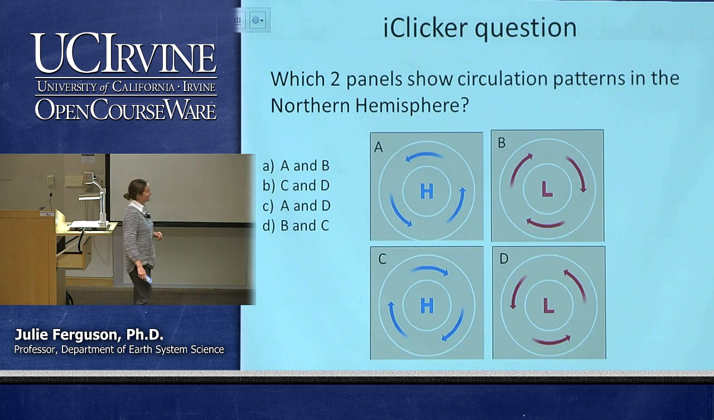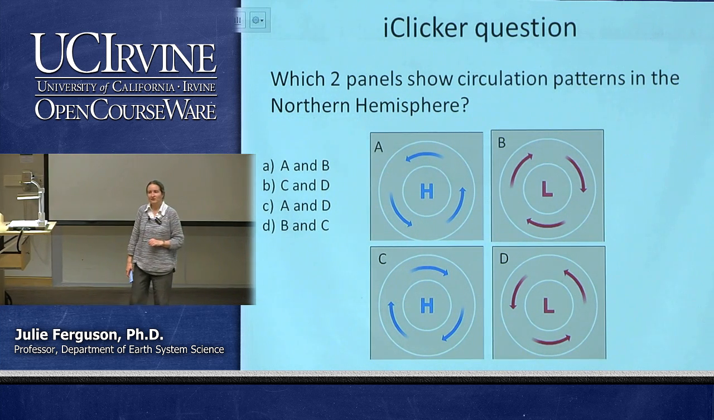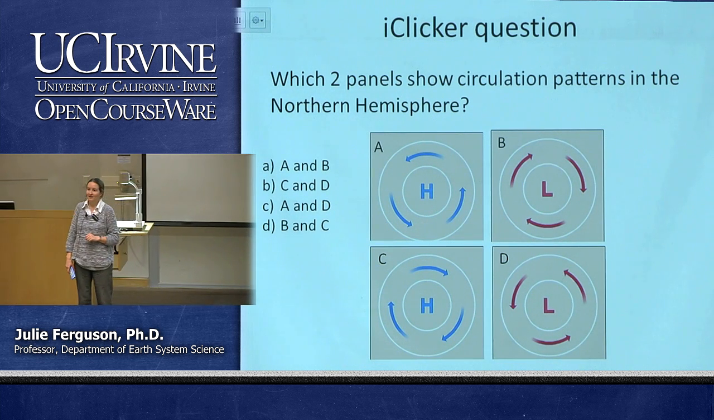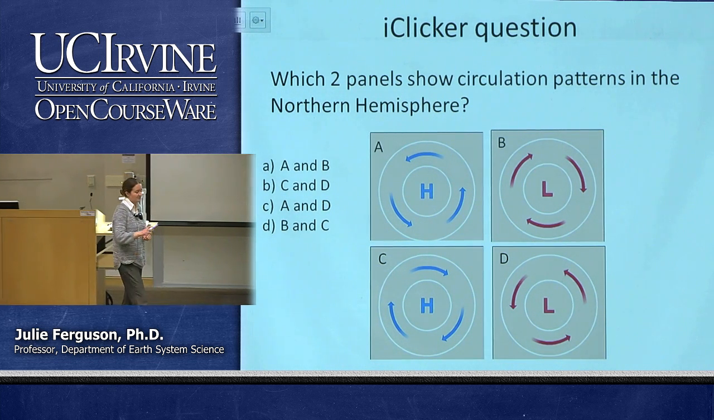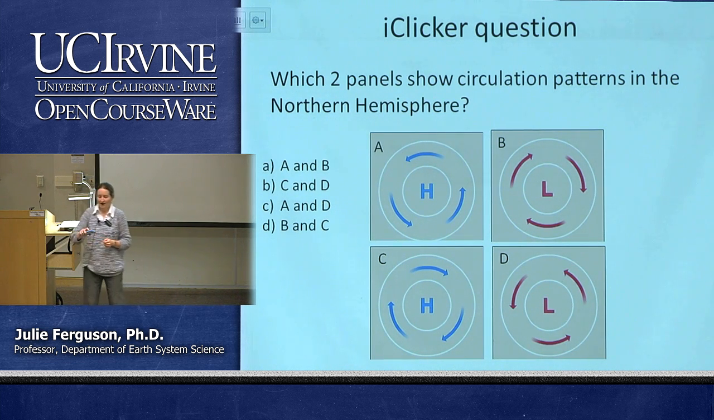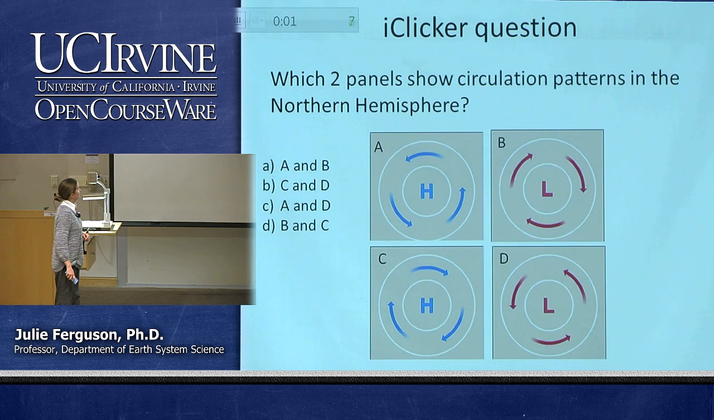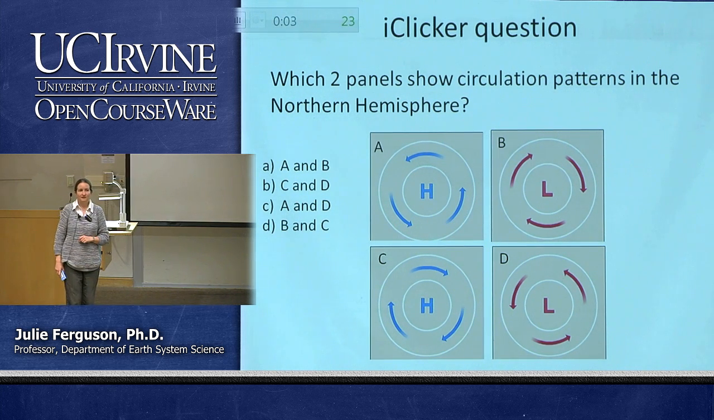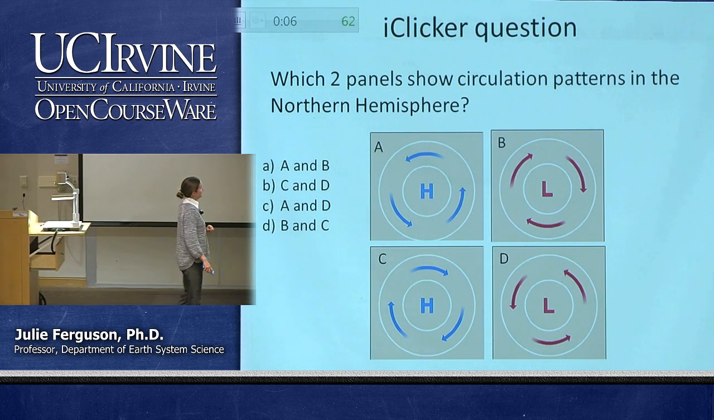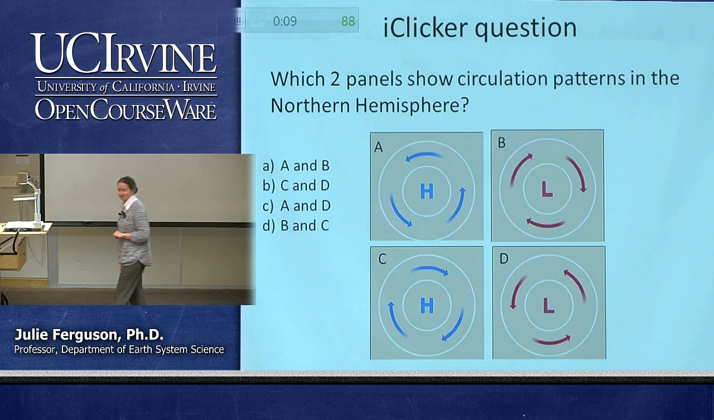So my question for you is, you know the air goes from high to low, and you know that it's deflected to the right in the northern hemisphere and the left in the southern hemisphere. So which two of those panels represent how air would move in the northern hemisphere? So pick one high pressure and one low pressure. Which of those represent what would happen?